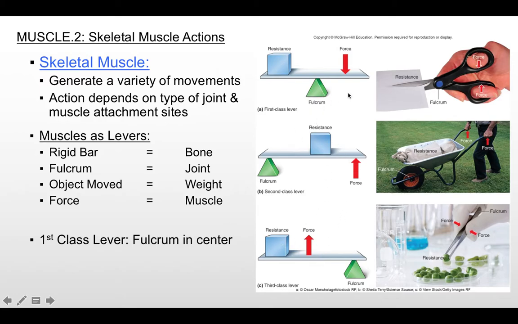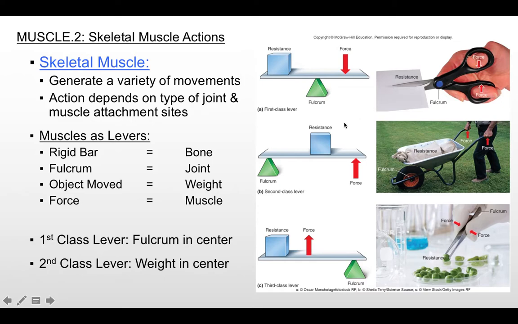So in a first class lever, your fulcrum is in the center. And this to me looks very much like a seesaw. We have the weight on one side and the force on another. The example that they use is a pair of scissors. You provide the force on one end, the fulcrum is that center point, and then the weight or the work that you're doing is on the other side.